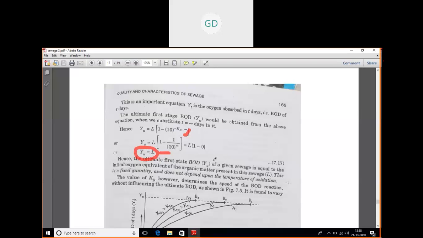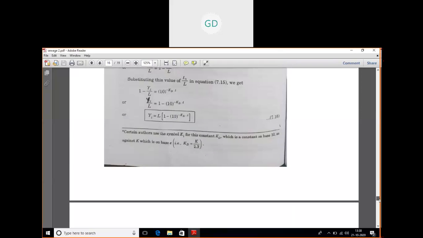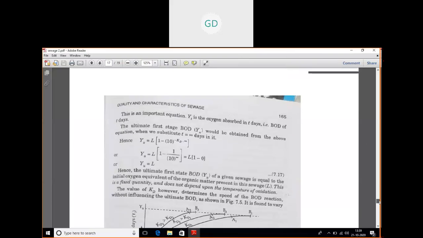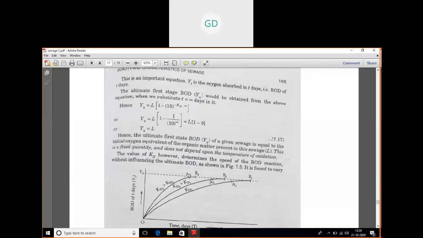You have to read the question properly. If the question asks you to find the expression of the first stage BOD equation, then you need to do up to here, which is equation 7.16. And if you are told to find the expression for the ultimate BOD equation, then you need to do up to equation number 7.17. Is it clear to you?